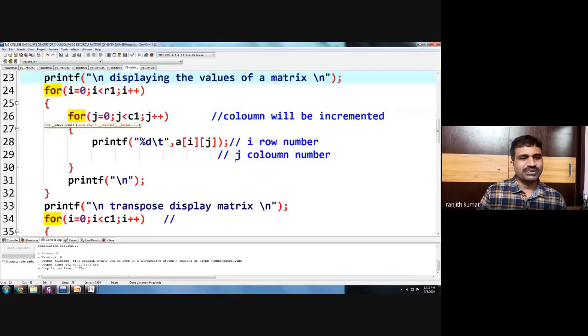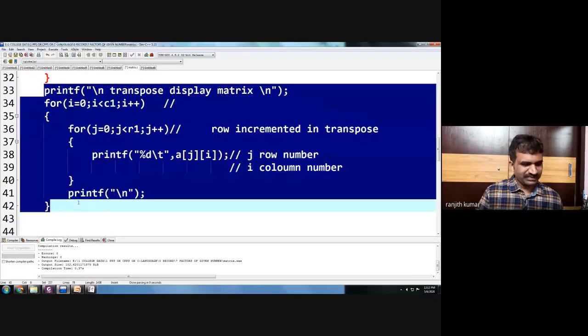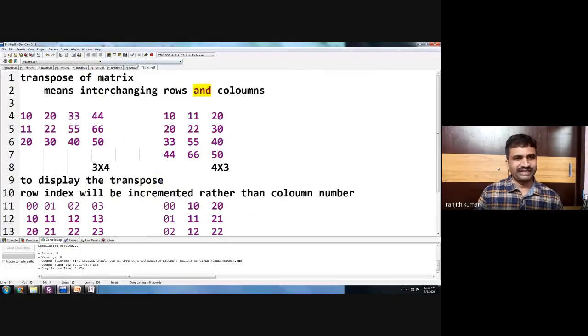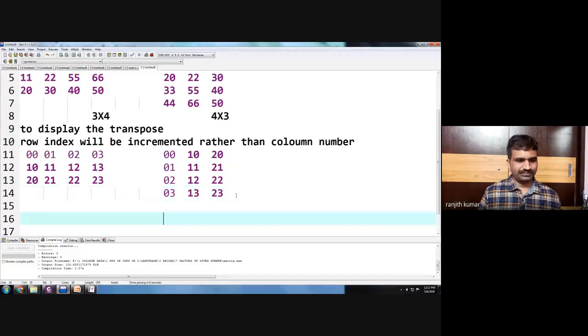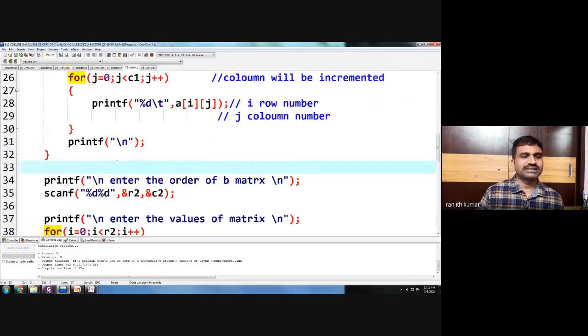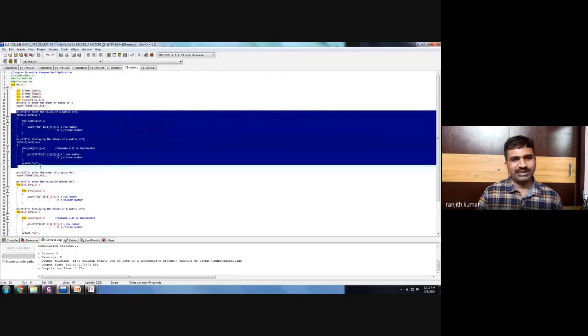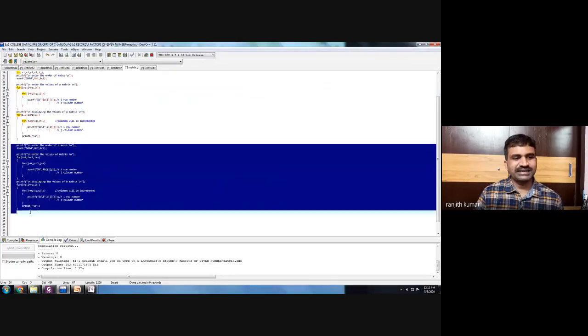Then, okay, we are removing this transpose display from the code so that we'll have only normal matrix accept and display. Are we clear? So later we will substitute here. So we have written what? Accepting the first matrix and displaying the first matrix, accepting the second matrix and displaying the second matrix. The code is almost the same. Only difference: R1 by C1 in the first matrix, R2 by C2 in the second matrix. In the place of R1 and C1, we have to replace R2 and C2. And in the place of matrix A, we have to replace matrix B.